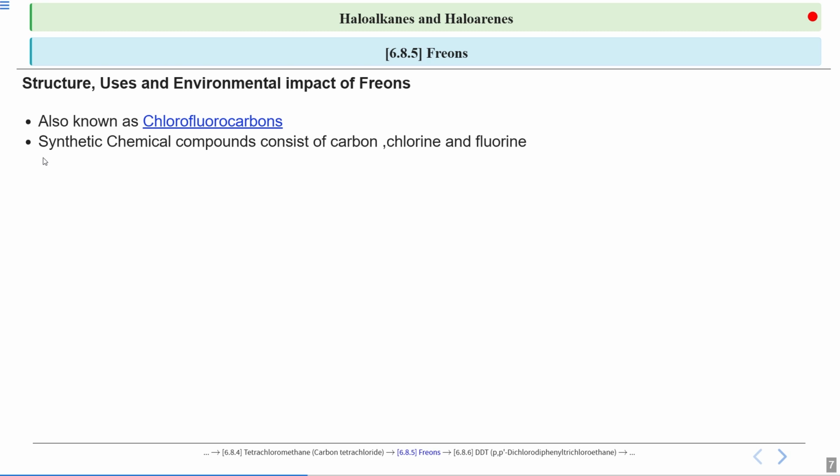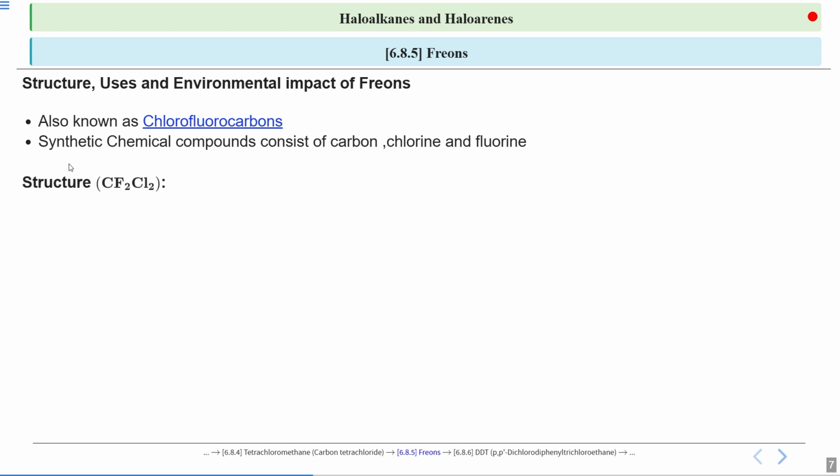Chlorofluorocarbons, CFCs, are synthetic chemical compounds consisting of carbon, chlorine, and fluorine. So freon is basically a synthetic chemical compound. What does that mean? It is not naturally occurring; it is made by human beings. That's why we call it synthetic. It consists of the carbon element, chlorine, and the fluorine halogen, and it is a synthetic chemical compound.